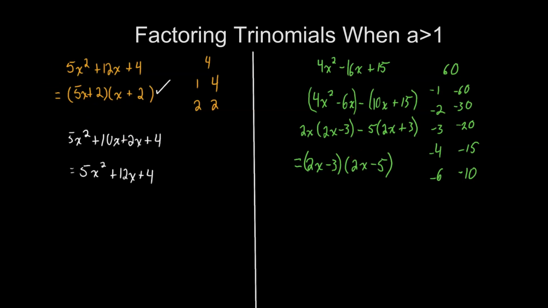Now we can go ahead and check our answer quickly. When we FOIL, we go 2x times 2x, which will give us 4x squared, 2x times negative 5 is minus 10x, minus 6x, plus 15. We combine our like terms and we get 4x squared minus 16x plus 15, which was our original expression, so this is a good answer.